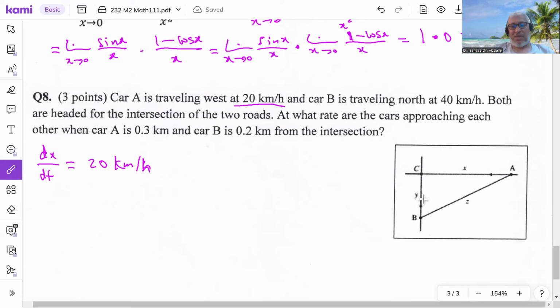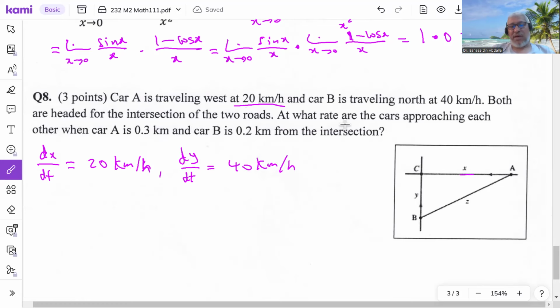This is the distance car B is traveling. So dy by dt is 40 kilometer per hour. Both are headed for the intersection. Intersection here is C, so car A and car B are heading for the intersection of the two roads.